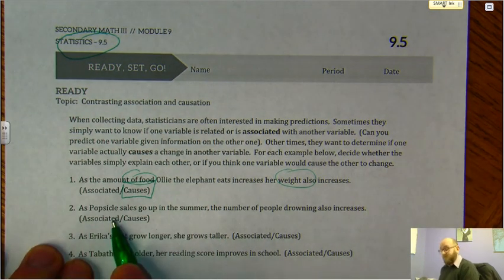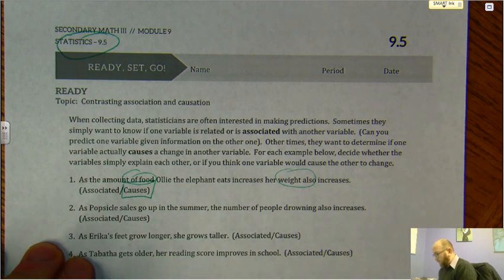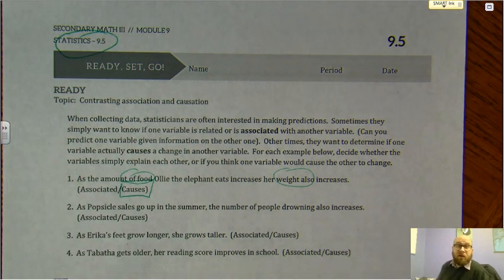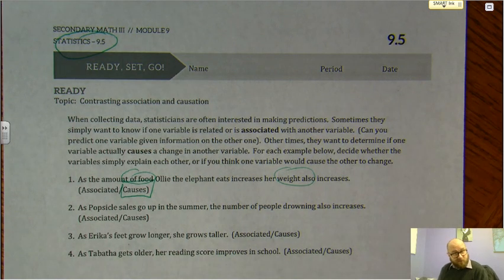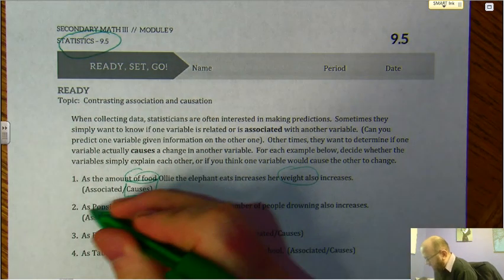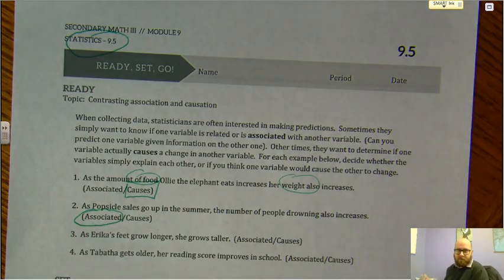As popsicle sales go up in the summer, the number of people drowning also increases. So do popsicles cause drowning? Does drowning cause popsicles? Or do they both arise from a common cause, that it's warm? So we would say that those are associated. So that's what you want to look at for that ready section.